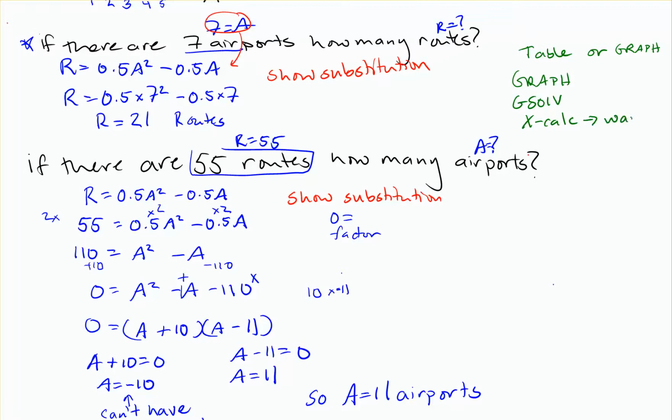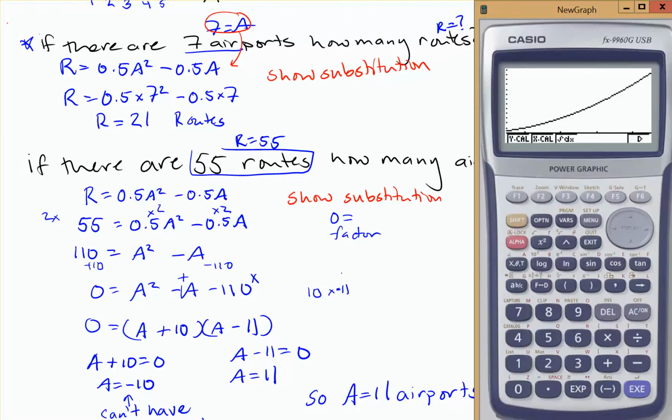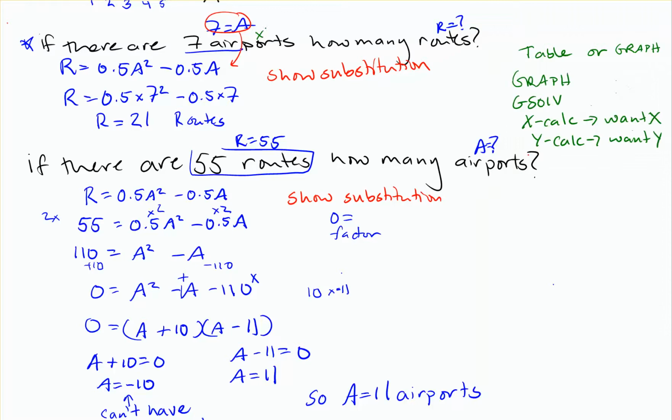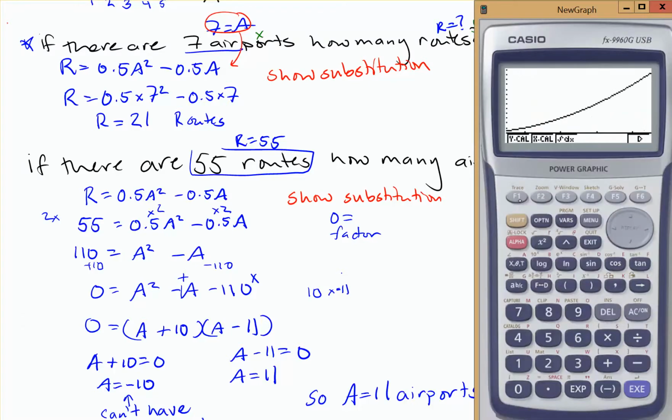This is when you want x, and ycalc when you want y. So let's see how that looks. In this first problem, if there are 7 airports, well, that's my x, and I want to know my y. So I'm going to go to ycalc because I want to know a y value, but I know an x value, and so pay attention to this.